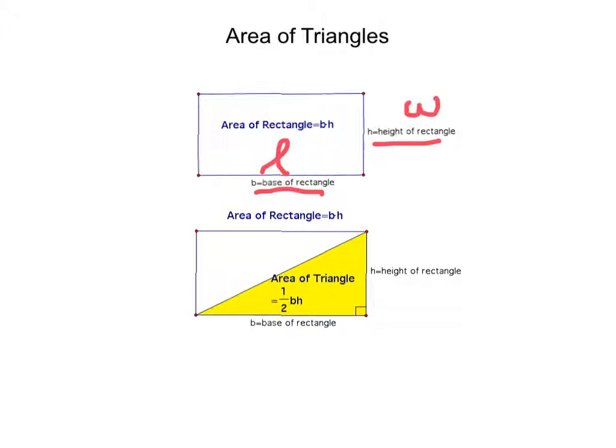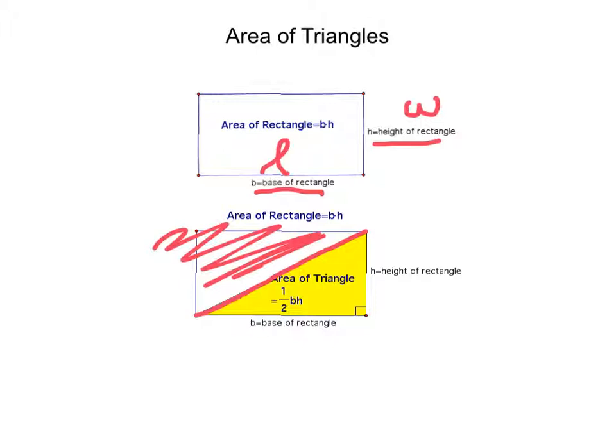Now, what if we take that rectangle and we draw a diagonal and then remove this top part and pull it away? We have a triangle. So we can see that the area of this particular triangle would be 1/2 of the base times the height. And that's exactly what the formula is for all triangles. All triangles are half of a parallelogram. A rectangle is a parallelogram with four 90-degree angles.